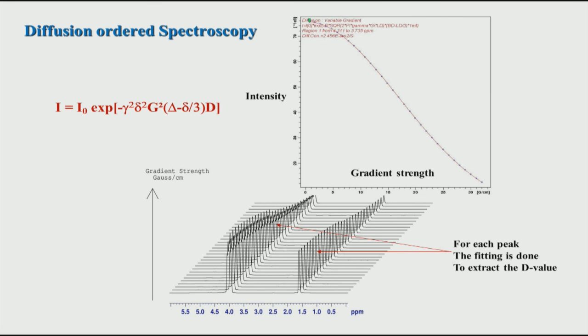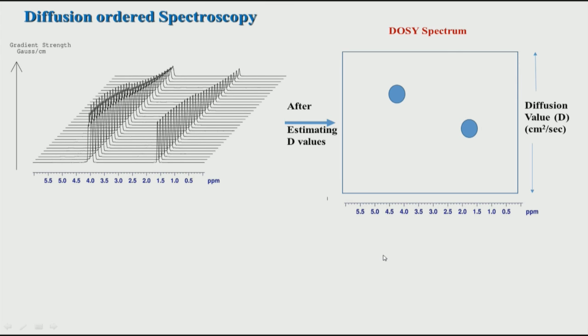And this is the strength of DOSY. DOSY now helps you to differentiate between two peaks in the same spectrum, that they do not belong to the same molecule. If you recollect, this was what we did using TOCSY, where we identified the spin system, but here the spin systems are different because the molecules are different.